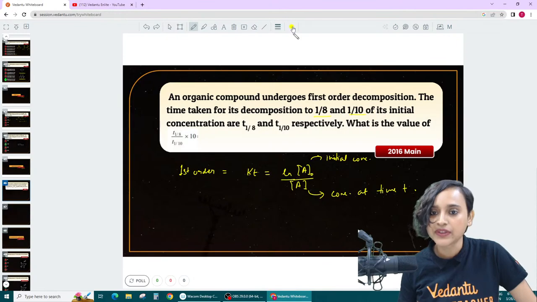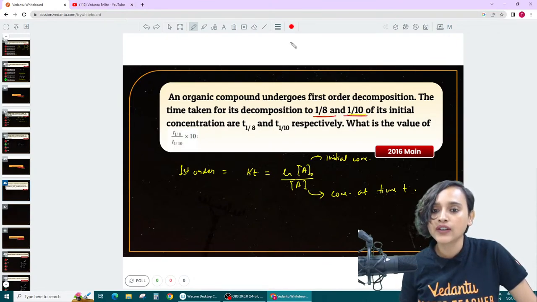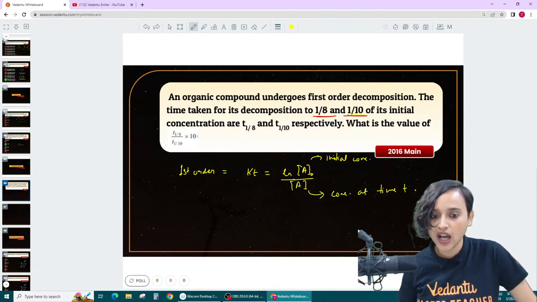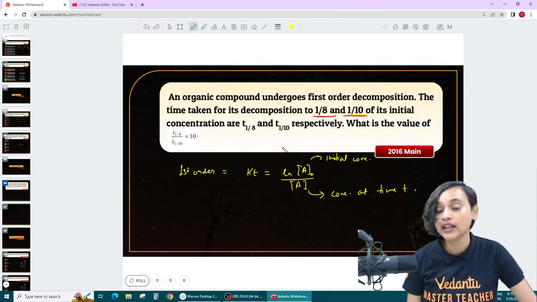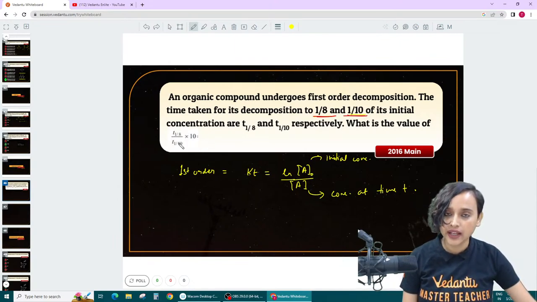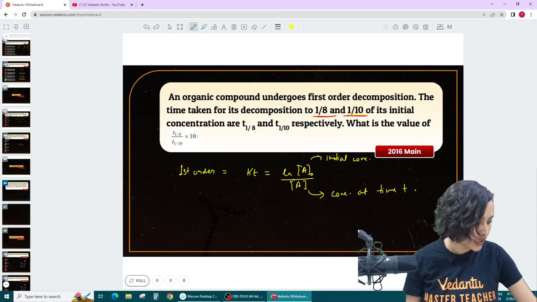Now they're saying that the time taken for its decomposition to 1 by 8 and 1 by 10 of its initial concentration are t 1 by 8 and t 1 by 10 respectively. Now, what is the value of t 1 by 8 divided by t 1 by 10 into 10? Let's calculate it.